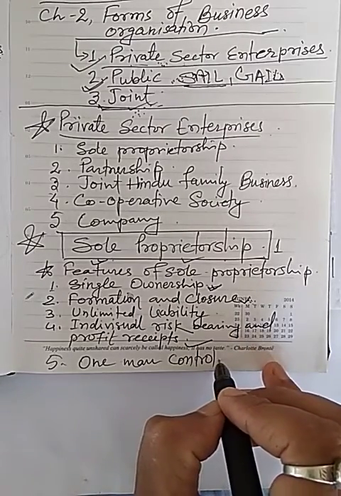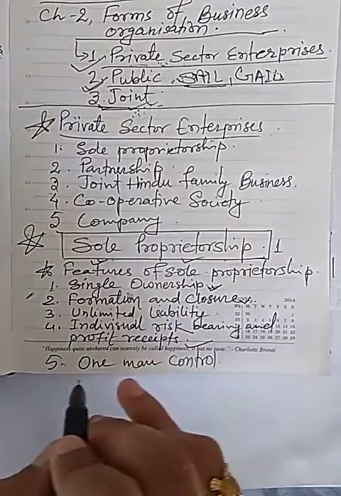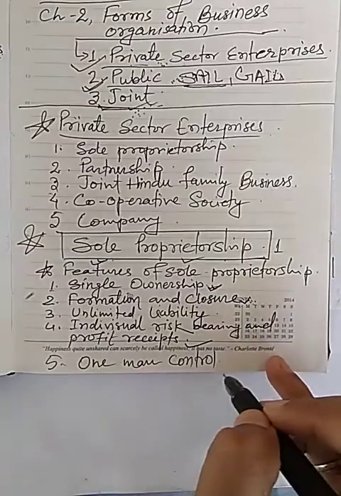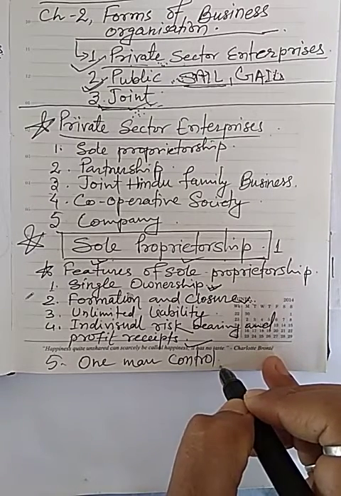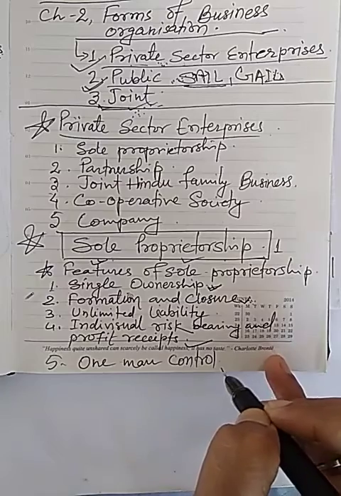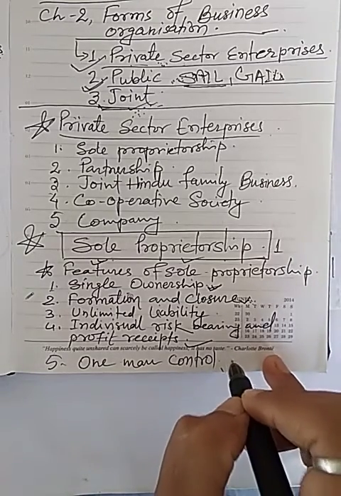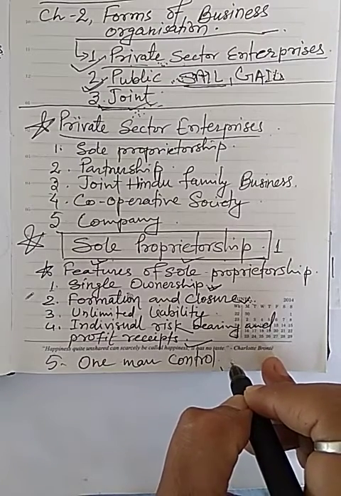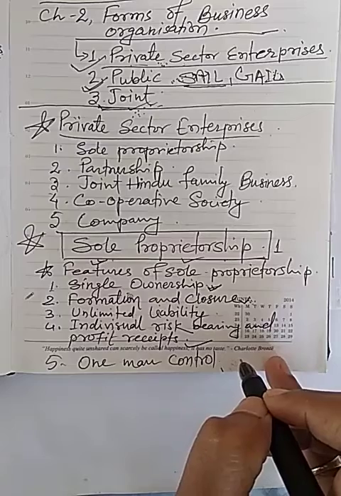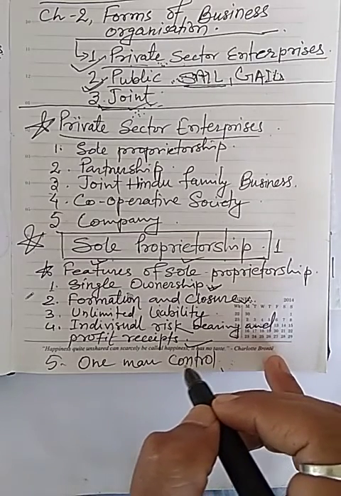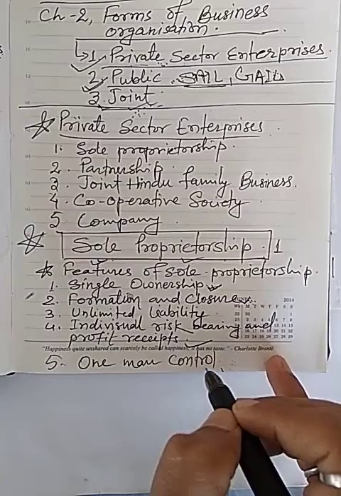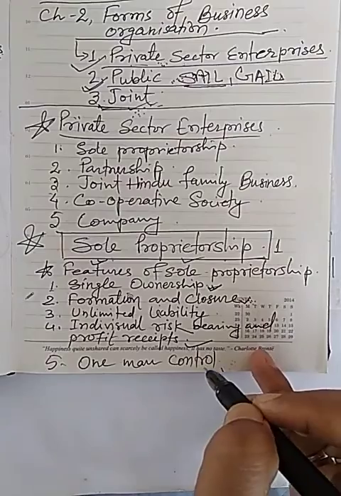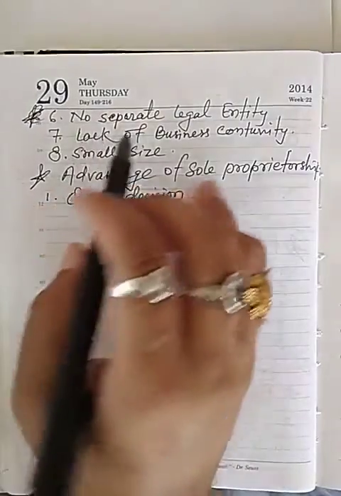One man control. The proprietor is the sole owner of the firm and has full control over it. The ownership and management lie in the hands of one person only. Some persons or managers may be employed to help the owner, but ultimate control lies with the sole trader himself.